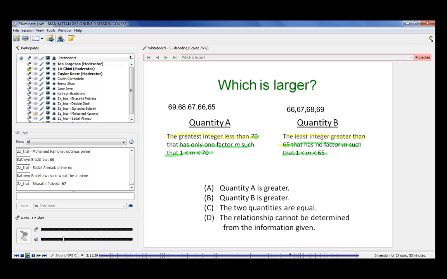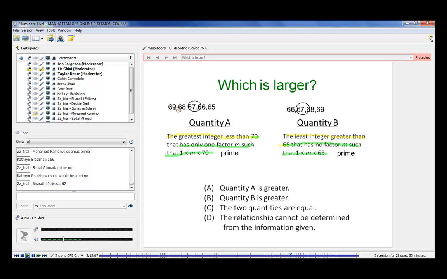Exactly. So this question is about a prime. In this also, it's asking about a prime. And here we want to count down to find the first prime that's 69 or less, and here we want to count up, okay? And it turns out that the first prime here is 67, all right? And we can figure that out pretty easily.